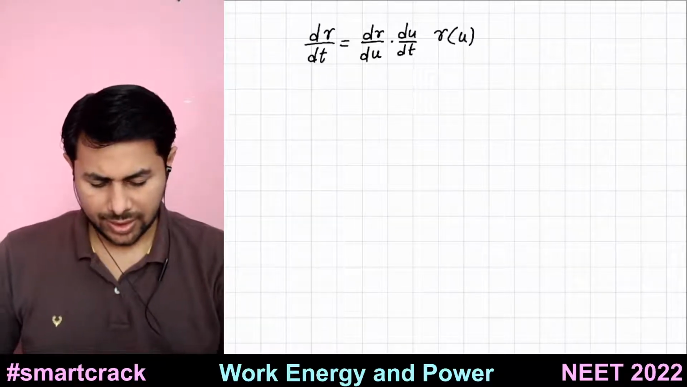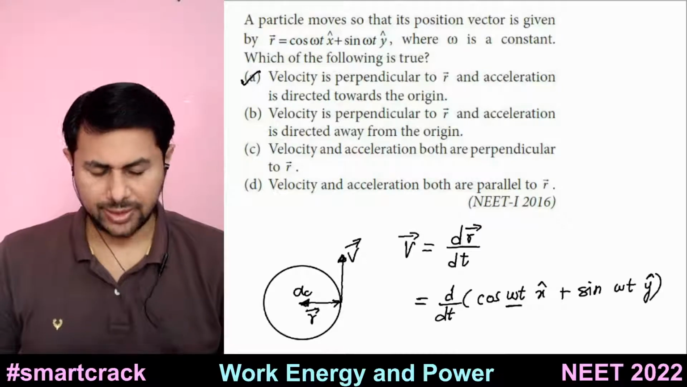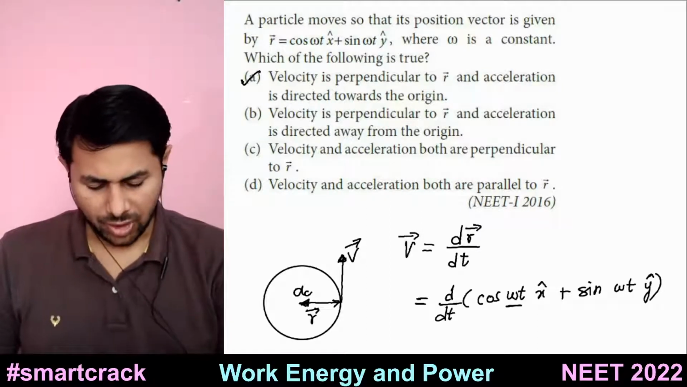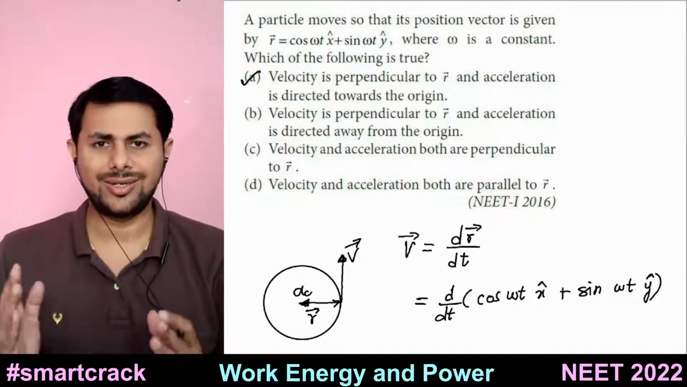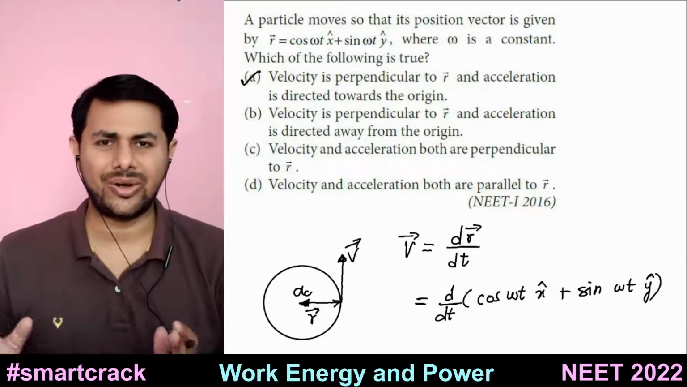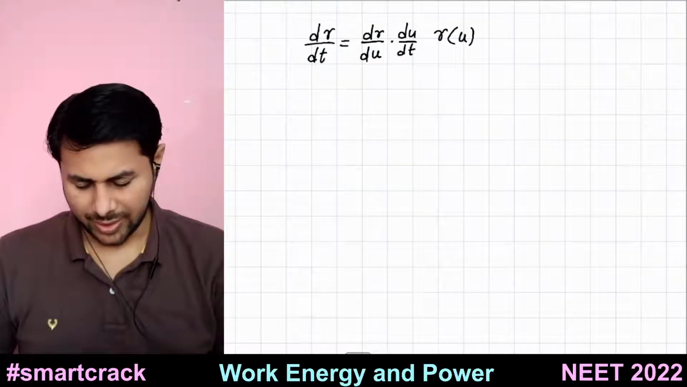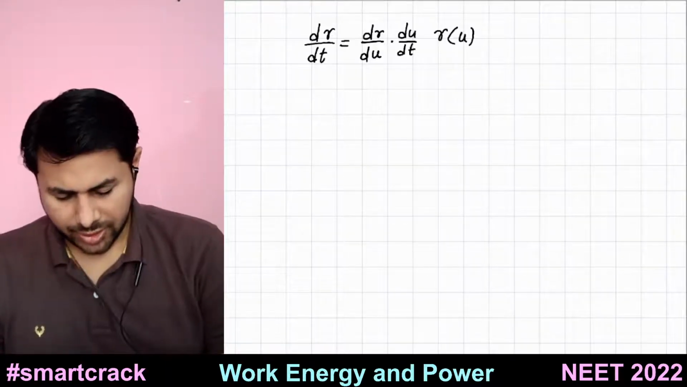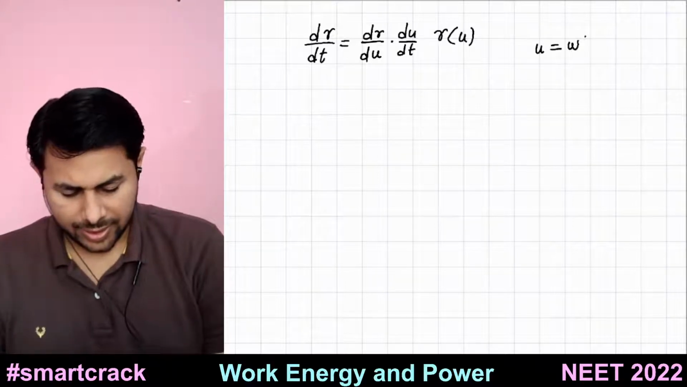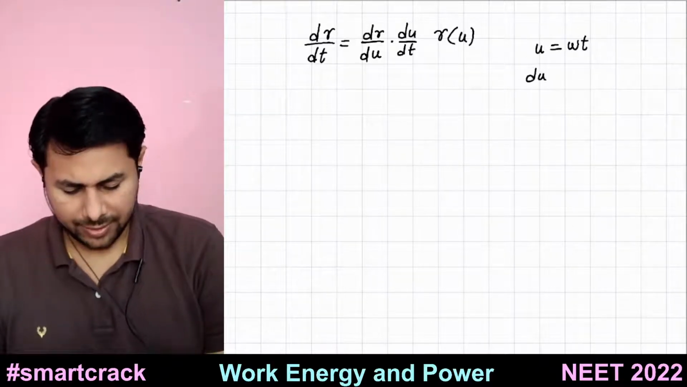And how to use that here? Here our u is omega t. So it is cos of omega t, sine of omega t. It's not directly t. It's not cos of t or sine of t. So let's find the derivative. Our u is equal to omega t. What will be du by dt?